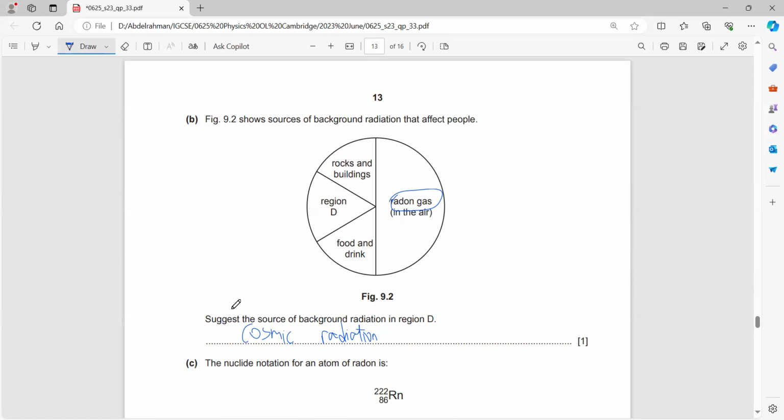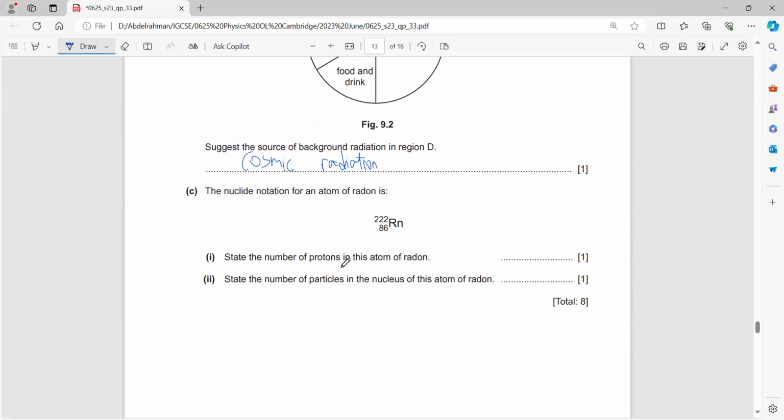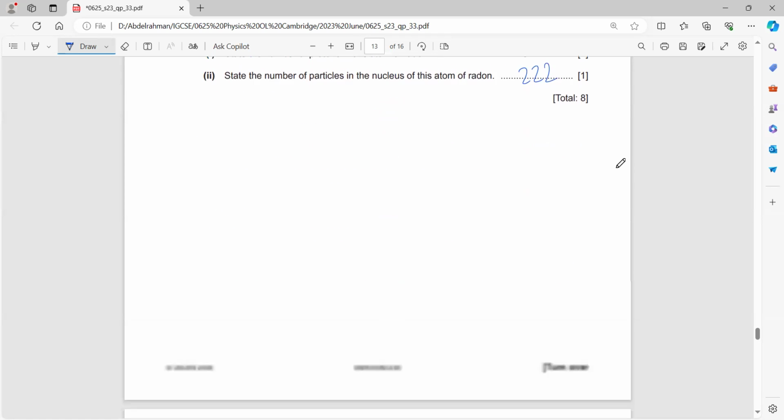Next question. The nuclide notation for an atom of radon is given. State the number of protons: 86. State the number of particles in the nucleus: 222. He wants the nucleon number. Okay, good.